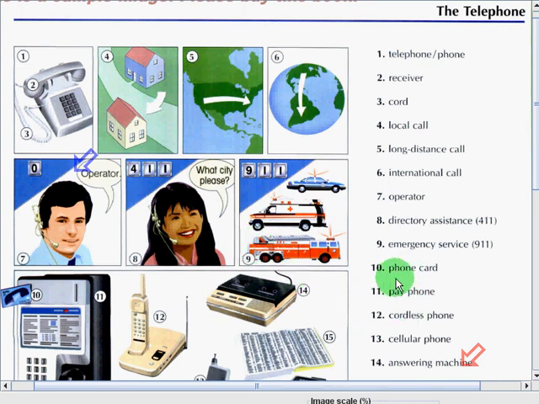Now we go to number 10. Phone card. Phone card is actually a small plastic card sized and shaped like a credit card. It is used to pay for telephone services. You need to purchase that telephone card so you can use telephone service.